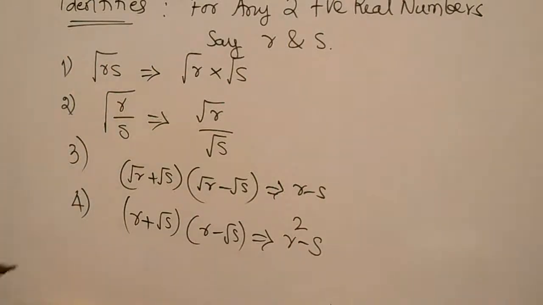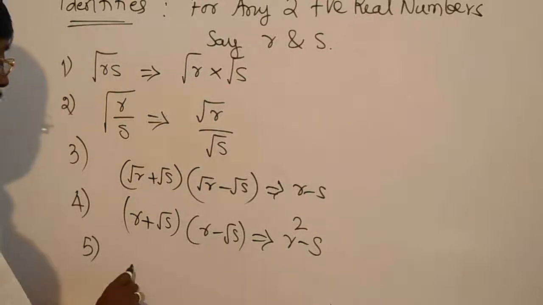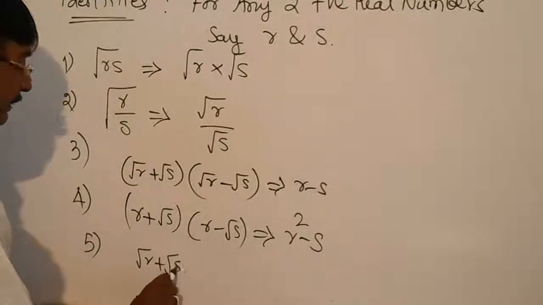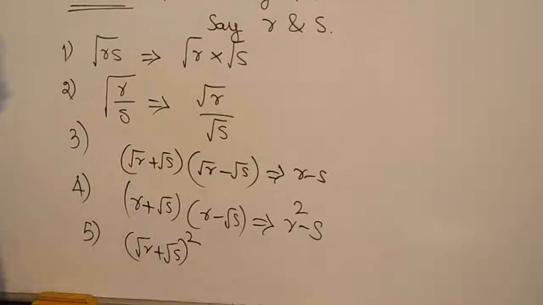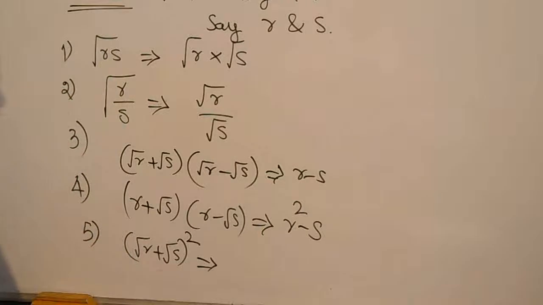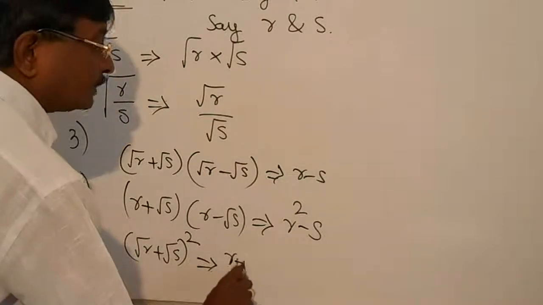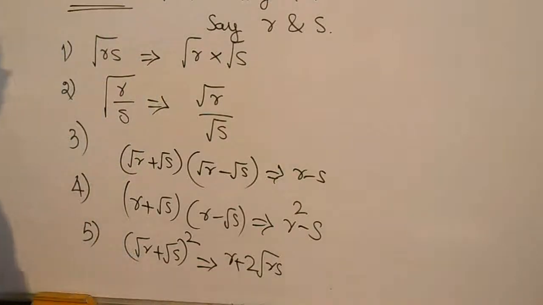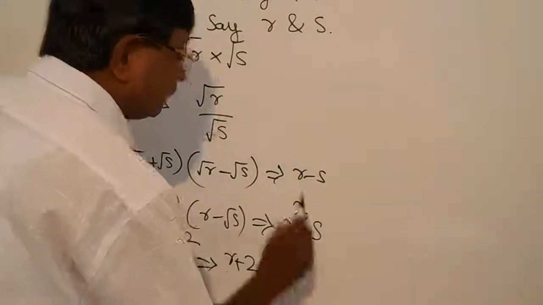We have one more identity in real numbers: square root of R plus square root of S to the power 2. Okay, can be expressed here as R plus 2 root RS, okay, plus S. Okay.